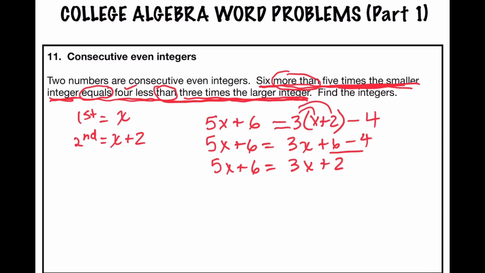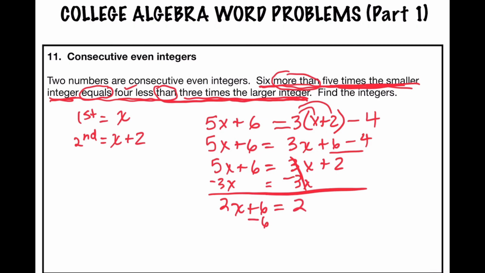Now I'm going to gather my variables on one side and my numbers on the other. I'll subtract 3x from both sides to keep my variable positive. 5x minus 3x is 2x, plus 6 equals 3x minus 3x is 0. 0 plus 2 is 2. Now I'm down to a two-step. Subtract 6 from both sides and divide by 2.